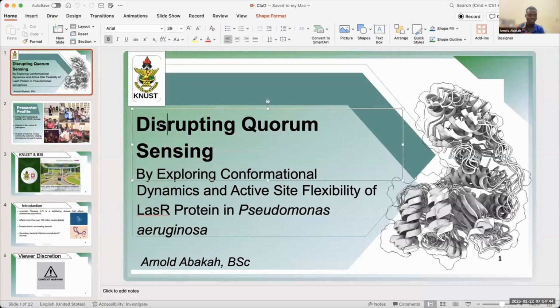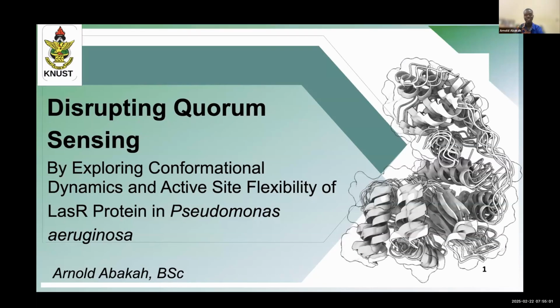I'm presenting on disrupting quorum sensing. Today's talk is going to be a lot about quorum sensing in Pseudomonas aeruginosa. And in our experiment, we used computational methods to explore the conformational dynamics and active site flexibility of what is called the LasR protein.